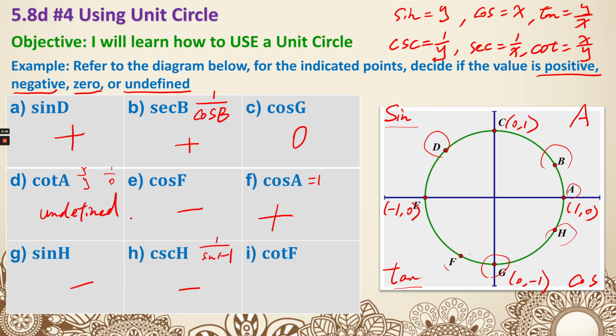I is cotangent F. F is a third quadrant angle. And inside the third quadrant, tangent is positive. So that means cotangent would also be positive. So here it is, cotangent F is positive. So that's where we can use the All Students Take Calculus rule inside each quadrant to help decide if it's positive, negative, 0, or undefined. Of course, the 0 and undefined are a bit tricky because they typically happen when you are on the 0 degree, 90 degree, 180 degree, or 270 degrees. So be careful with that.